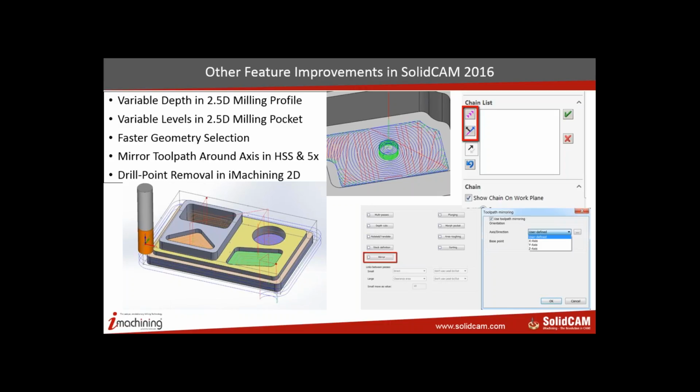And we've also got drill point removal in iMachining 2D, meaning that if you've done a pre-drilling operation, you can then drop down into that hole with your cutter rather than helically milling down there. You could always do that anyway, but now iMachining will automatically remove the drill point if there's any material left there. So I can briefly show you that today as well.